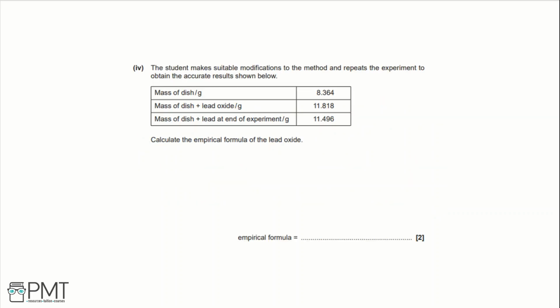Part 4. The student makes suitable modifications to the method and repeats the experiment to obtain the accurate results shown below. Calculate the empirical formula of the lead oxide. Firstly, let's work out the ratio of Pb to O. So we're going to work out O as the mass of oxygen that's left. So that would be the difference of these 2 masses. And that is 0.322. So what I've done is I've done 11.818 minus 11.496.